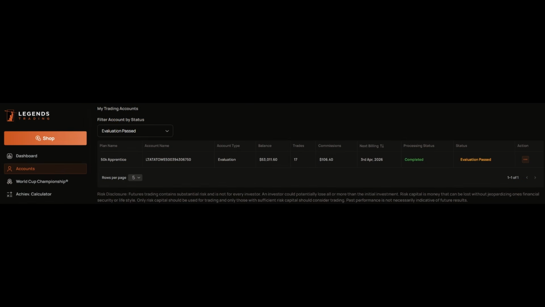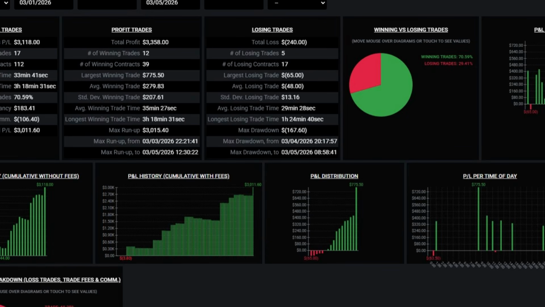So I just passed this Legends trading account in literally 2 trading days using this simple trend break strategy that I am using off of a value chart instead of candle charts. I'm going to explain it to you, but I want you to look at these stats.